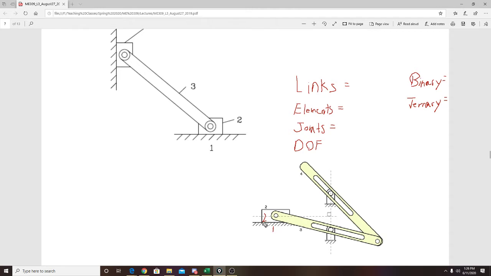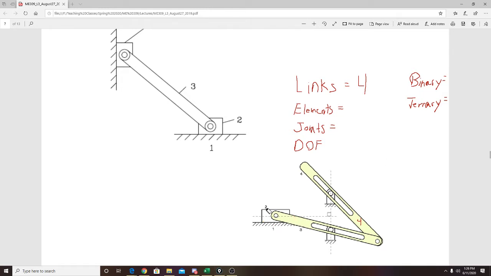Once again, another shape. 3 is this pinned, revoluted, slider. I don't know what you call it, bar. 3 there. And then 4 is also right there. So we have 4 links. Most people that sent me things got this one. So 4 is the answer there. And then we have to work on the number of elements.